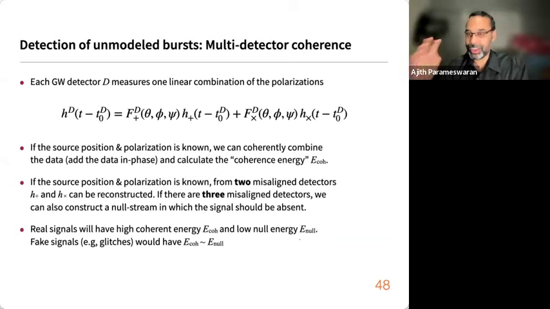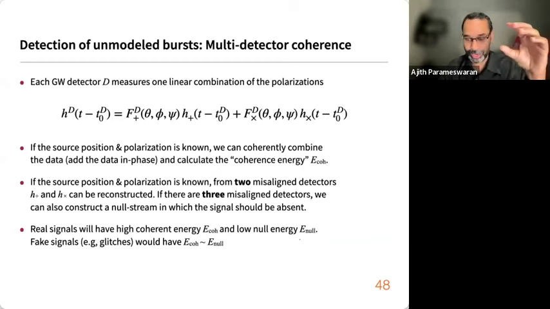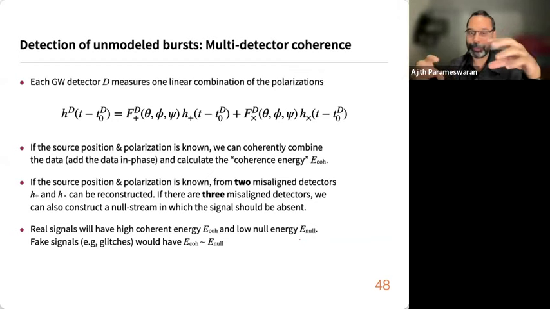So it's called a null stream. So if you have a true signal, you can combine one particular coherent signal in which the signal to noise ratio should be the largest, and a null stream in which the signal power should be the weakest. So these two things can be used to distinguish between true events and false events also.